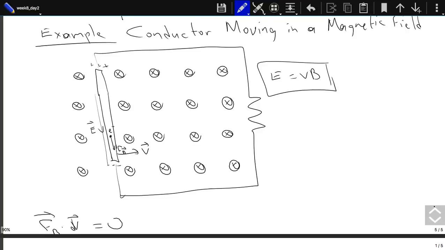Example. Now we said that if we have this rod moving with a velocity v, there will be a current running through the circuit. We will study that current later on. But if there is a current running through it, there is a resistor over here, so the resistor will be dissipating some energy. So where does that energy come from?